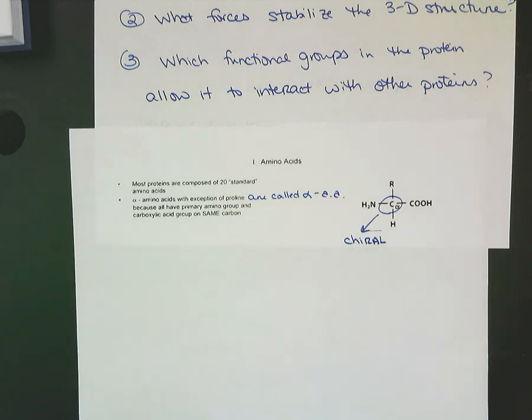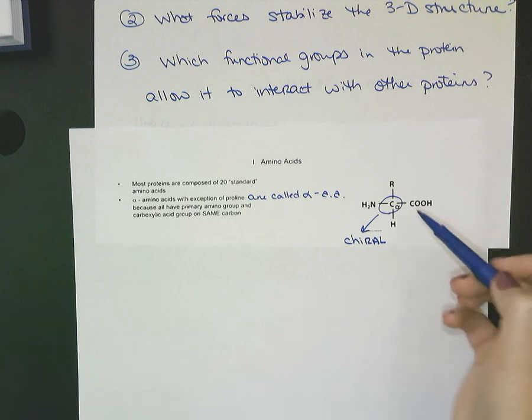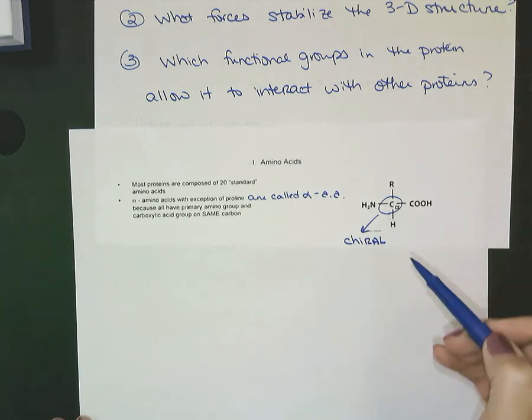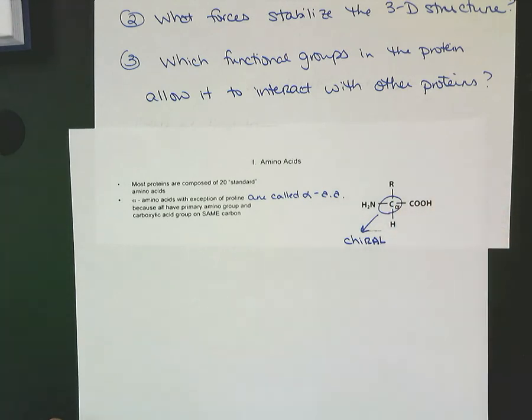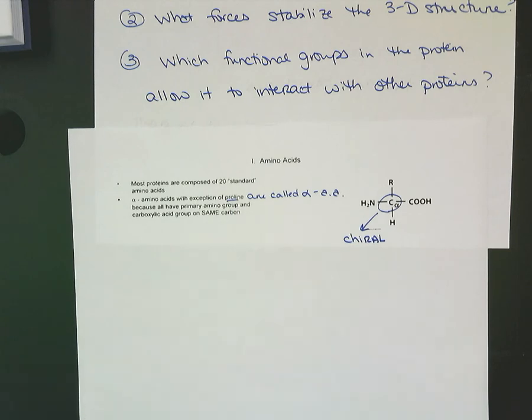So what does it mean to be chiral? It's attached to 4 different things, and then we can give it 2 designations, right? What are the 2? We can give it R and S, right? So because this is a chiral center, I could designate it, depending on what this R group is, an R or an S. And that'll be true for all the amino acids except for proline.